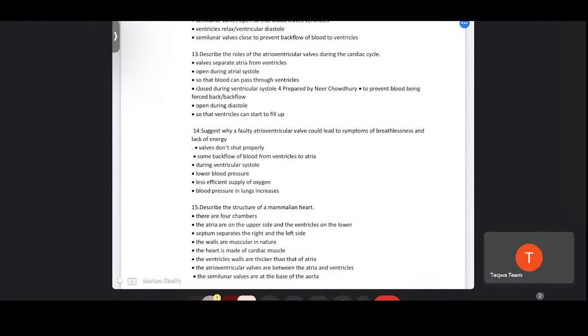Question number 13 asks us to describe the role of the atrioventricular valves during the cardiac cycle.